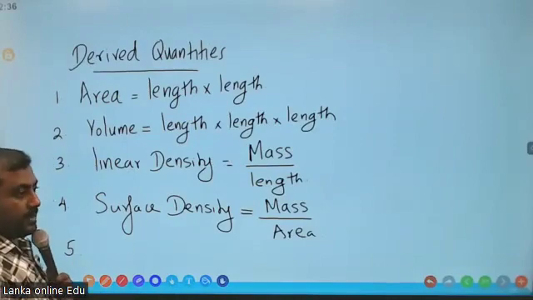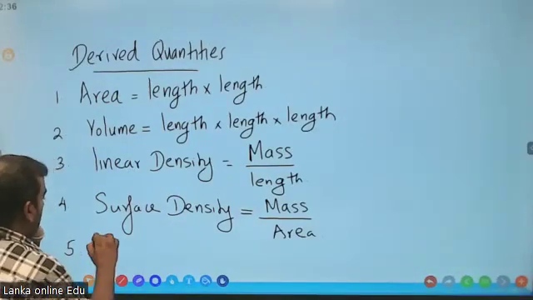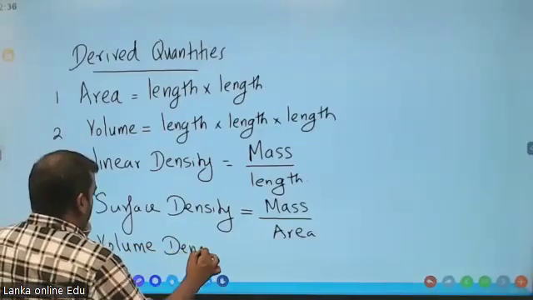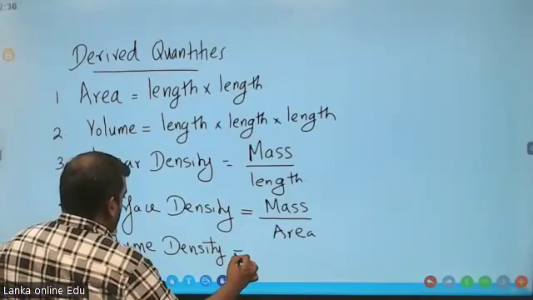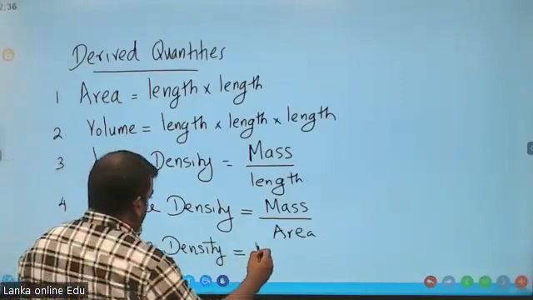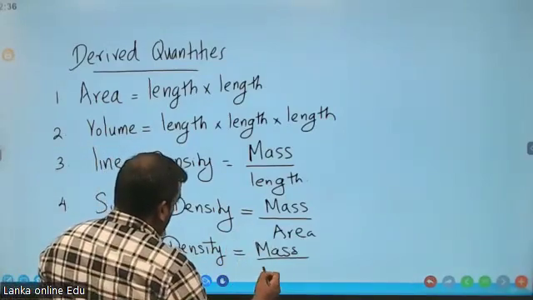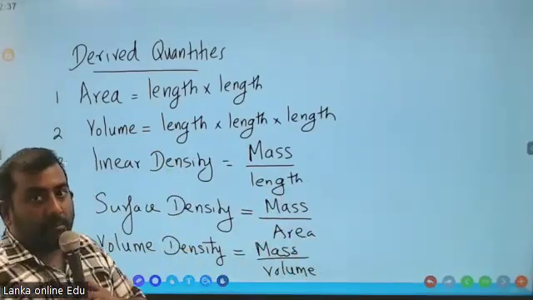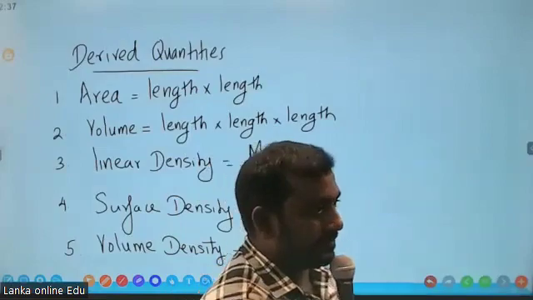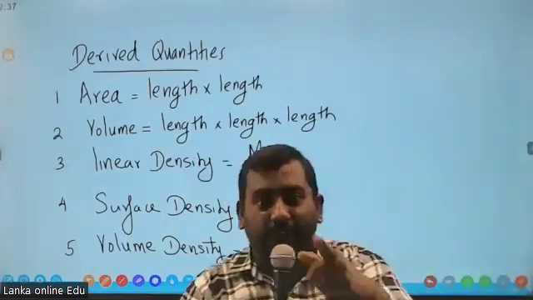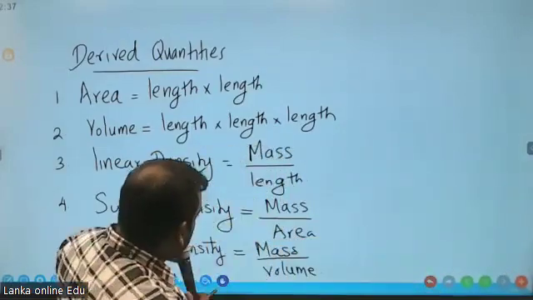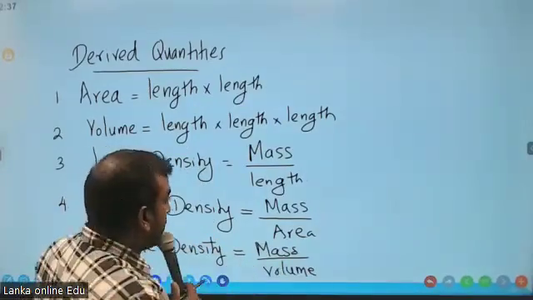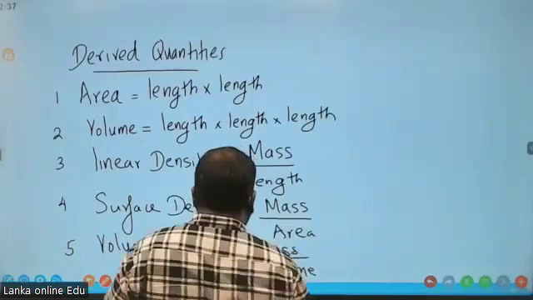Fifth one. At least what you know. Volume density. So what is volume density? Mass divided by volume. Mass is fundamental. Volume I can find using fundamental. Therefore, this whole thing is a derived quantity. Clear? Whole thing is a derived quantity. Right.